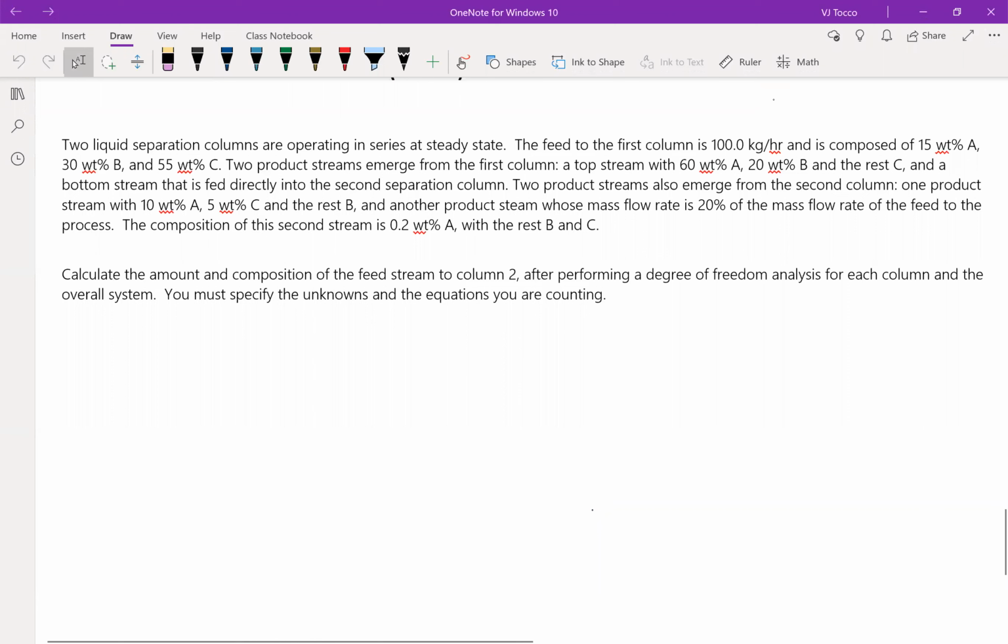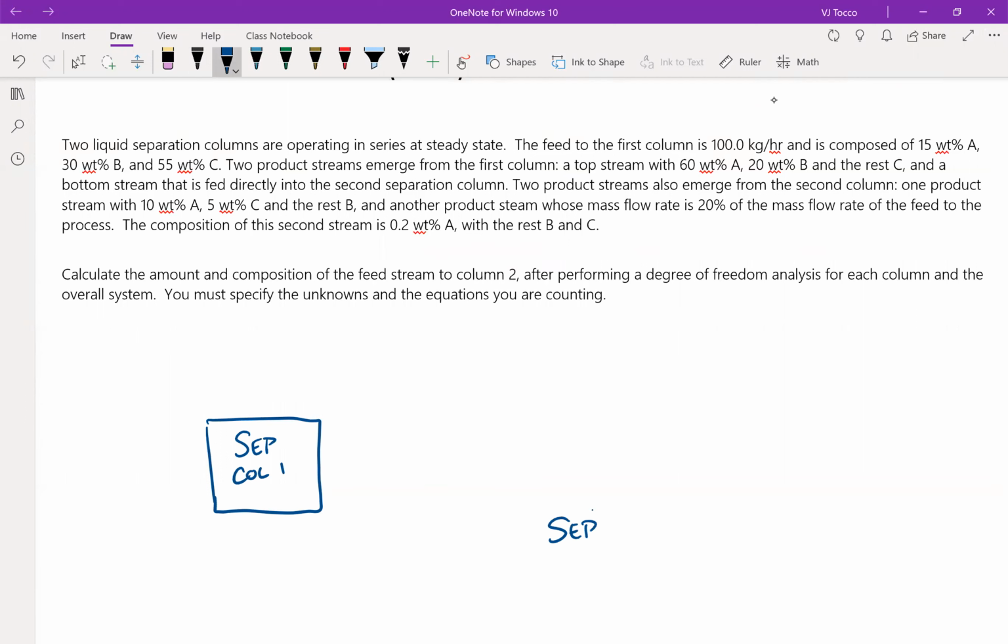The first step in solving any chemical engineering problem is to draw yourself a process flow diagram. So I'm going to do that by drawing a box for each process unit and an arrow for each material stream. In this problem, I have 2 separation columns. So I'm going to label them sep column 1 and sep column 2. And because I know that the bottom stream is going to go into separation column 2, I'm going to draw that one a little bit below separation column 1.